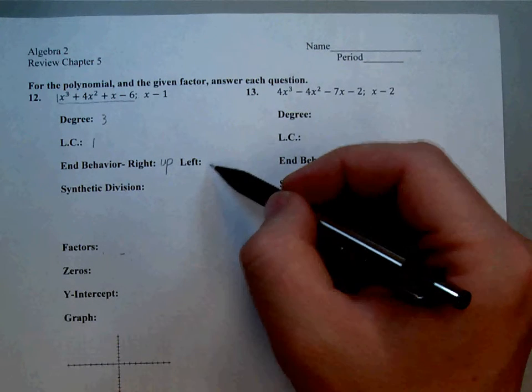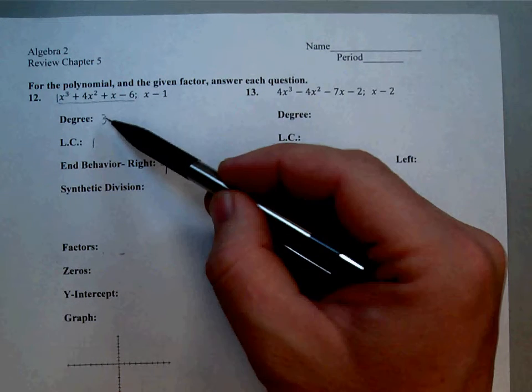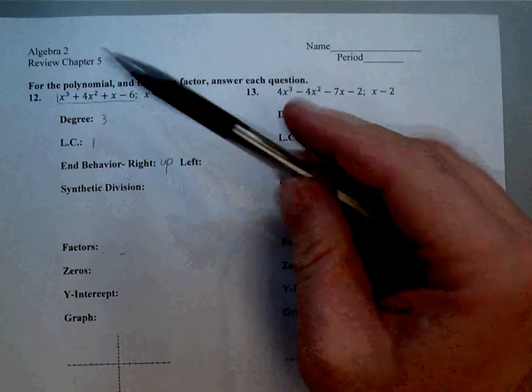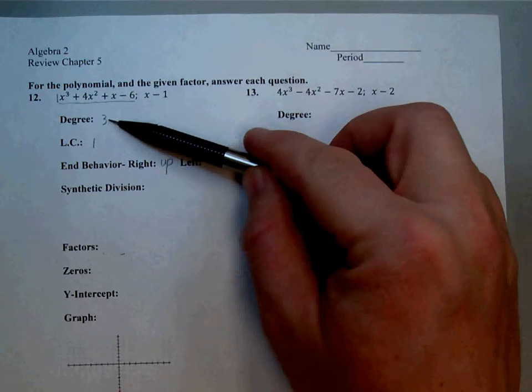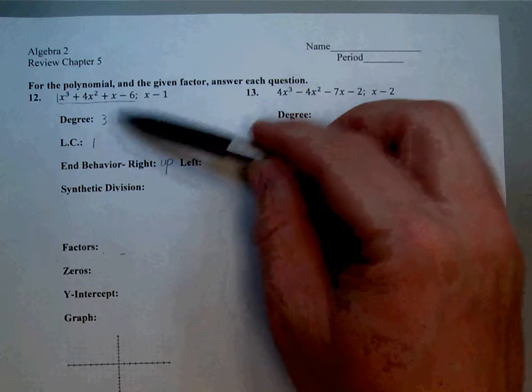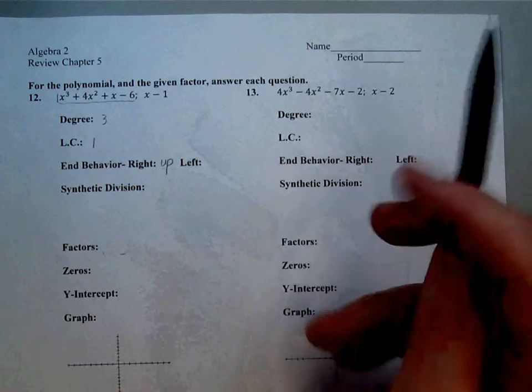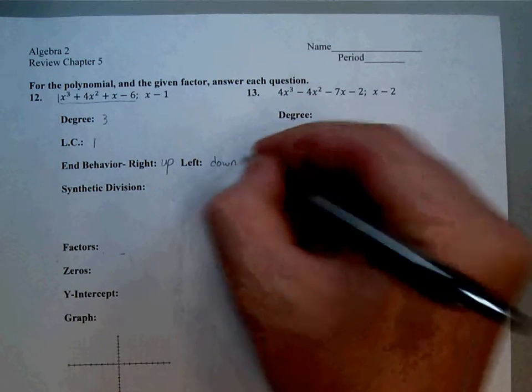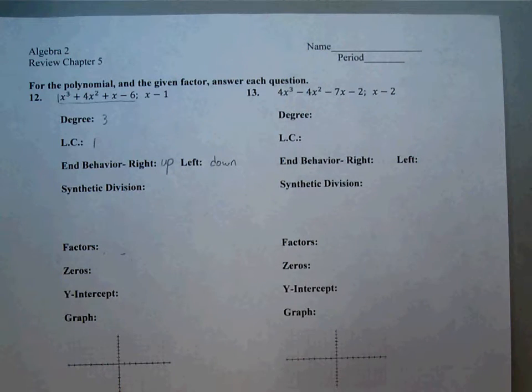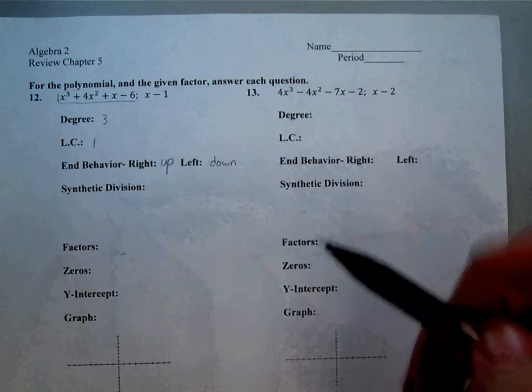Then for the left side, remember the degree was odd. 3 was odd. If the degree is odd, one side points up, one side points down. When it's even, they both point the same direction. But this was odd, so one's up, one down. We already established that the right was up. That means the left has to be down. And then we'll come back to that when we do our graphing. But let's move now to synthetic division.